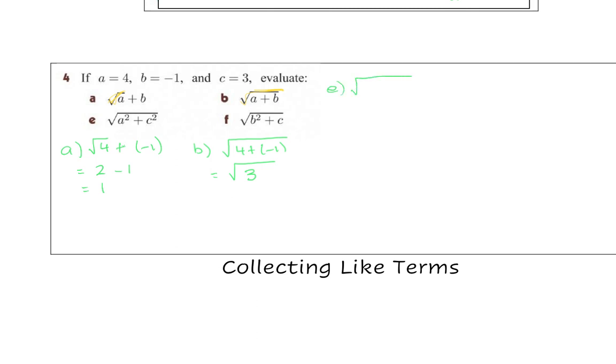E, square root of a squared plus c squared. So that's 16 plus 9, 25. Maybe you might recognise that as a Pythagorean triple. And that gives us 5. And the last question, b squared plus c. Which equals 2. Well done.